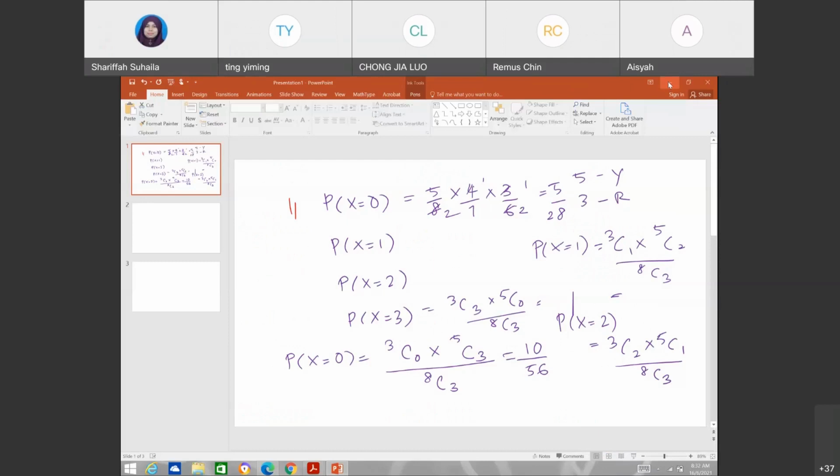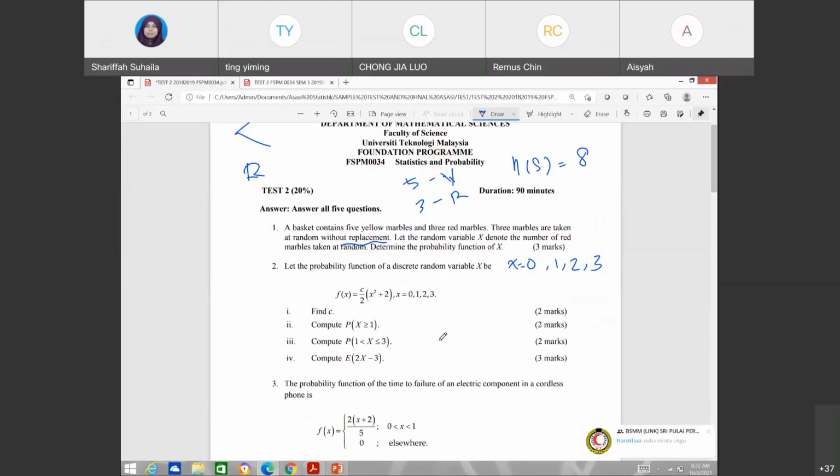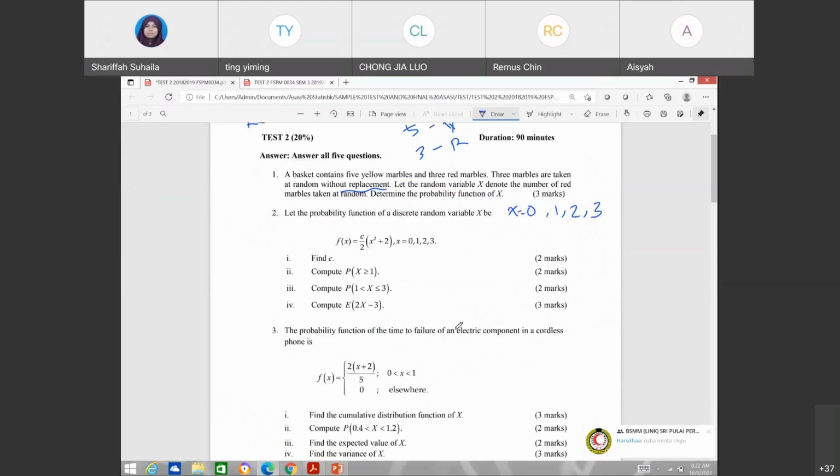Let the probability function of discrete random variable x be this function: c over 2 times x squared plus 2, where x is 0, 1, 2, and 3. You want to find c. The concept is that total probability equals 1. So what you need to do is solve for c. Substitute for each value.